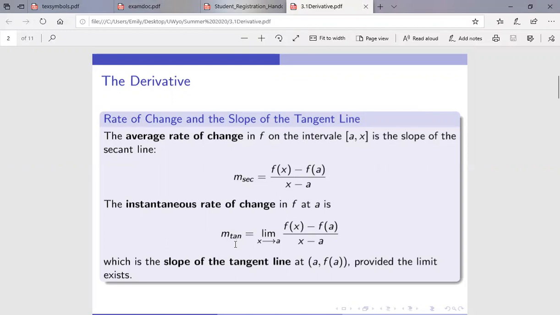So this equation, m subtangent, which is the slope of our tangent line, is equal to the limit of x approaching a of f of x minus f of a divided by x minus a. And this is the slope of our tangent line at a comma f of a. And we have to assume that the limit exists. So if the limit does not exist, then there is no slope at this tangent line.